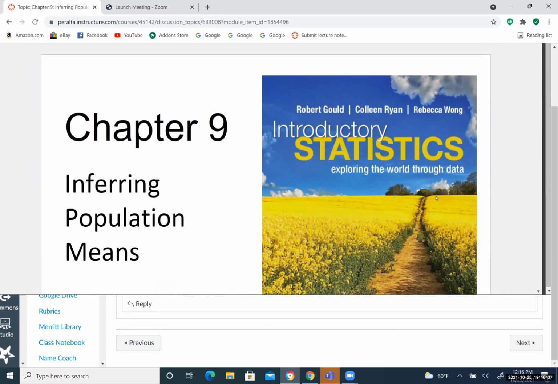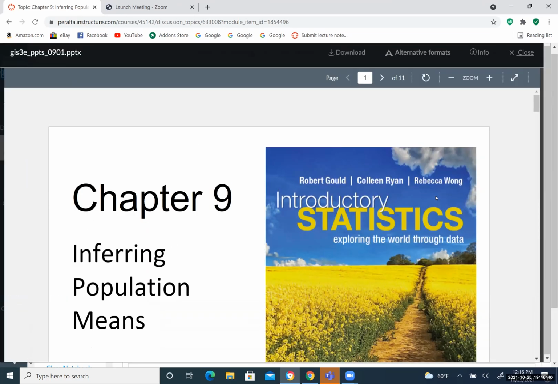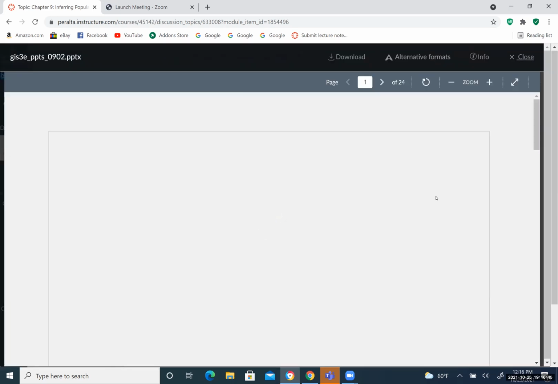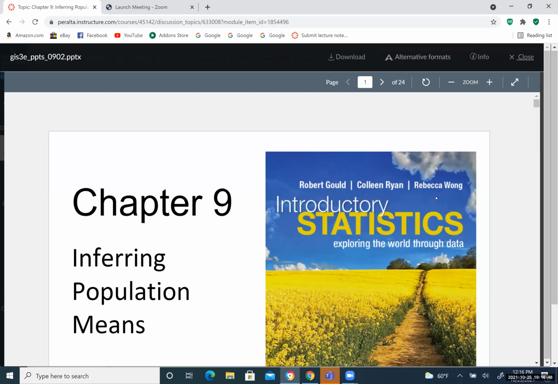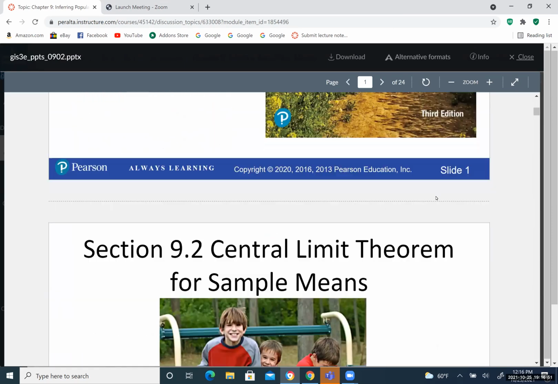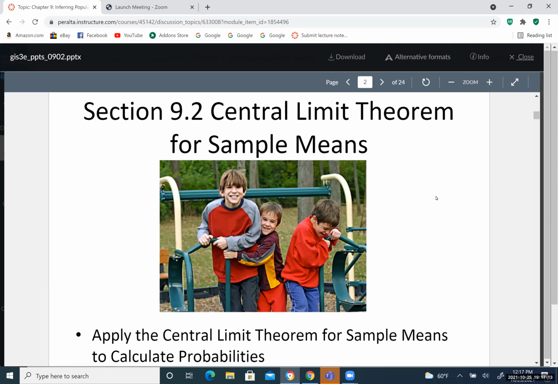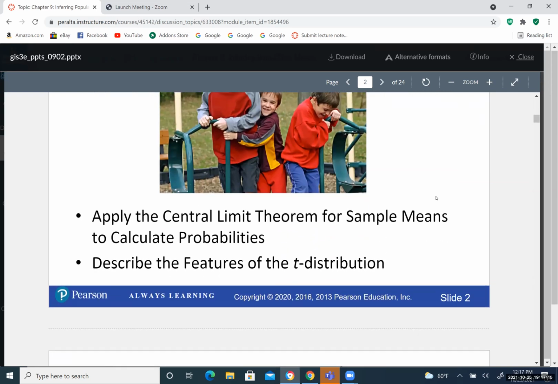So let's see what is in 9.2. In 9.2, you learn about the central limit theorem for sample means. The central limit theorem gives the requirements before you do the work of inferring the mean. They have rules, but very simple rules. You can check quickly.